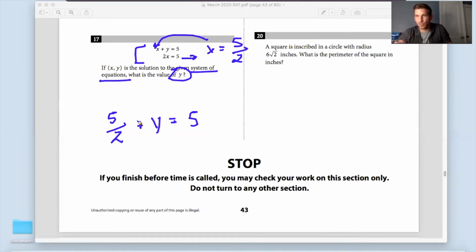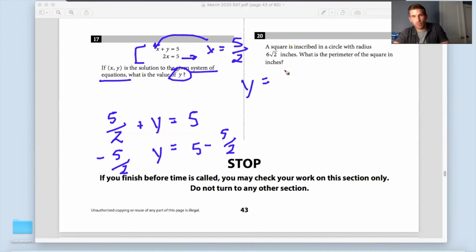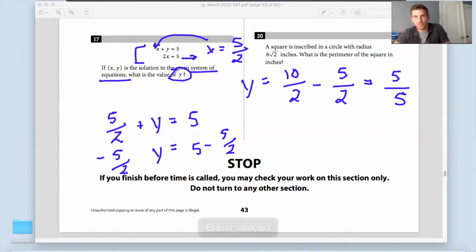It makes it more complicated. But in this instance, because I'm just solving for y, I'm just going to subtract 5 over 2 from this side. So this becomes 5 minus 5 over 2, and then this is y. So now I need to find the common denominator. So here I get y equals, and this is going to become 10 over 2, which would give me 5. Remember, the common denominator in this case is 2, and this actually gives me 5 over 2. Sorry, 5 over 2, not 5 over 5. And so 5 over 2 should be my answer choice.